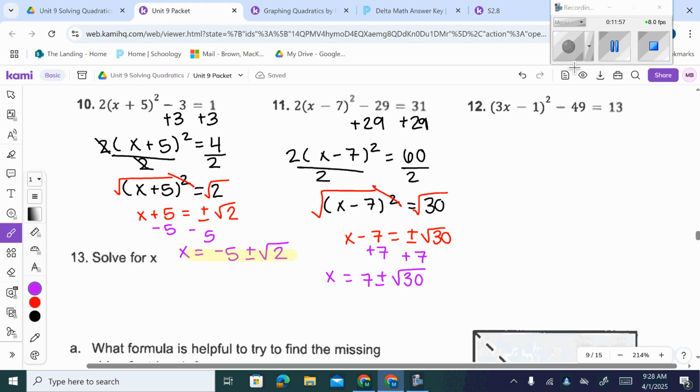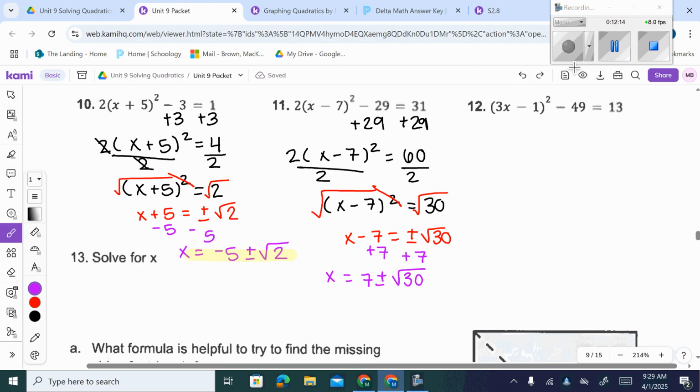You're not going to add first. You can't, because the square root of 30 is a really, really long decimal. It's irrational. It never ends. So you just have to leave it like this. Yes, Tyrus? Because I have to get that x by itself.